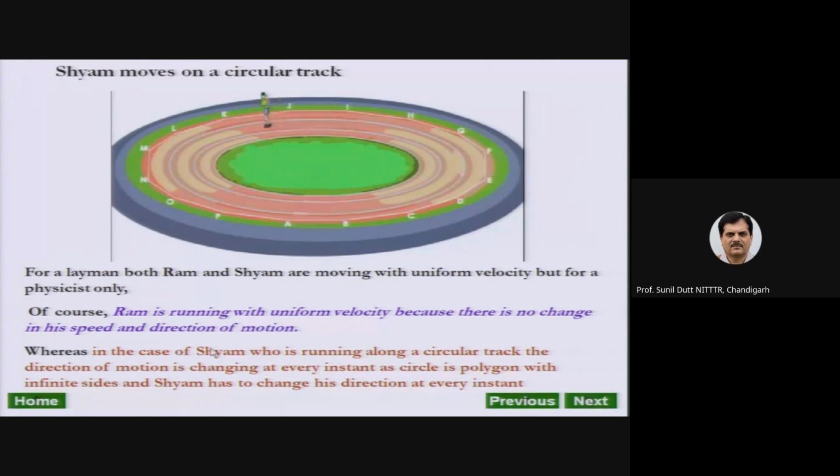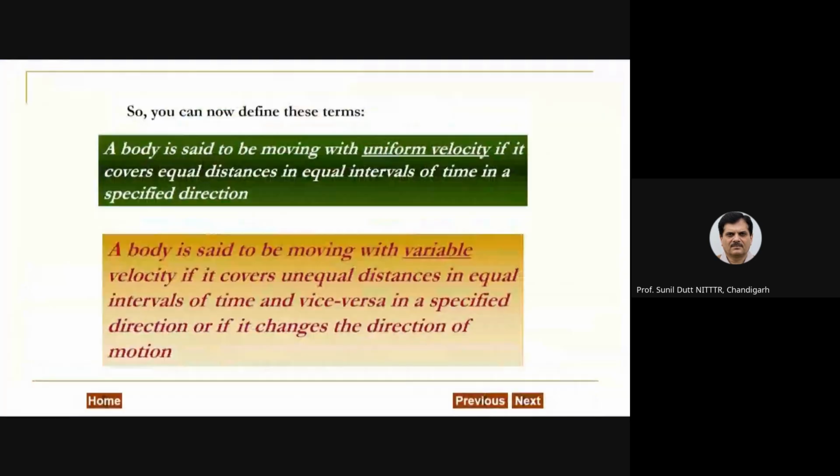Of course, Ram is running with uniform velocity because there is no change in his speed and direction of motion. Whereas in the case of Shyam, who is running along a circular track, the direction of motion is changing at every instant, as a circle is a polygon with infinite sides and Shyam has to change his direction at every instant. So now he can move to the next slide, or if he wants to study the previous slide, he can click the previous button. Okay, now let us move to next.